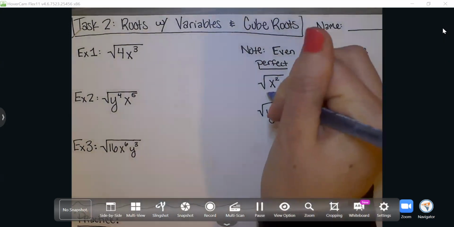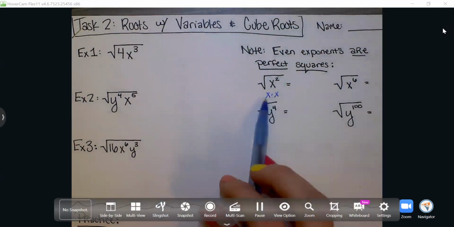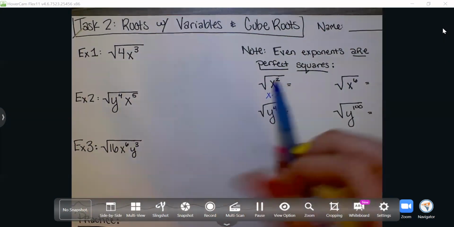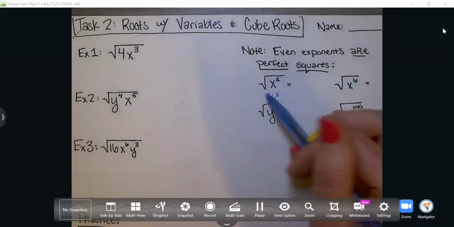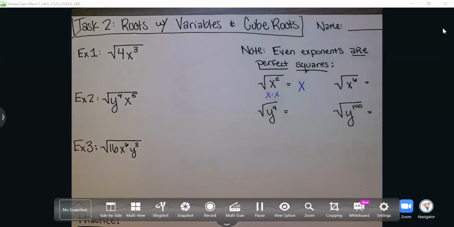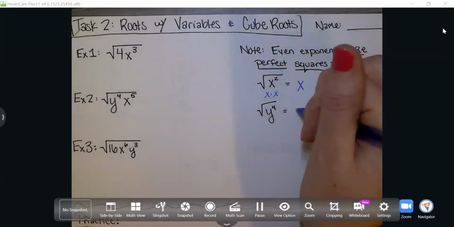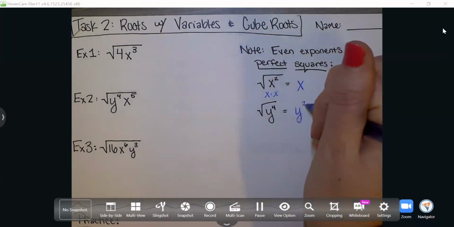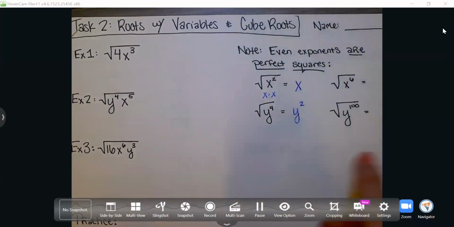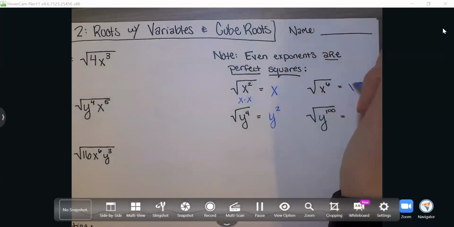Essentially, x squared is the same thing as x times x. There's two of them and multiplied times itself. X times itself is x squared. So the square root of x squared is just x. The square root of y to the fourth is actually y to the second. The square root of x to the sixth is actually x to the third.